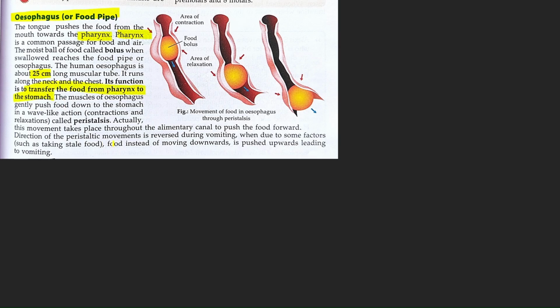The muscle of the esophagus gently pushes food down to the stomach in a wave-like action of contraction and relaxation, called peristalsis. This movement takes place throughout the alimentary canal to push the food forward. The direction of peristalsis is reversed during vomiting, when due to some factors such as taking stale food, food instead of moving downwards is pushed upwards, leading to vomiting.